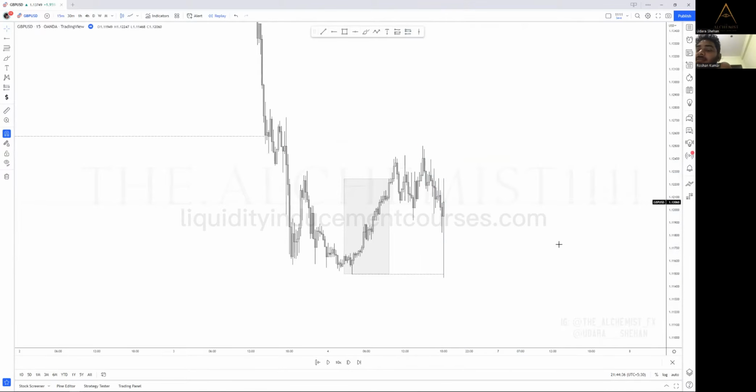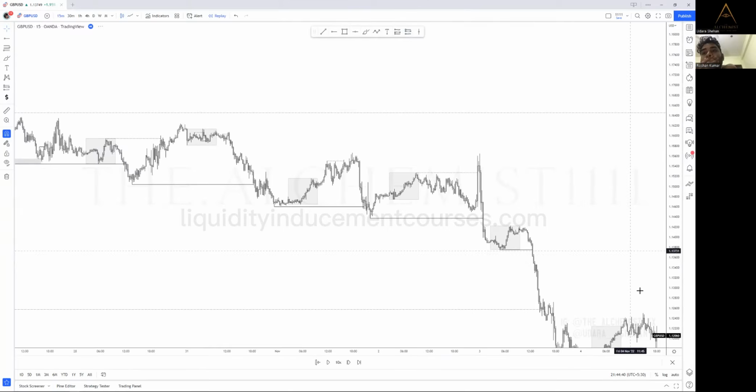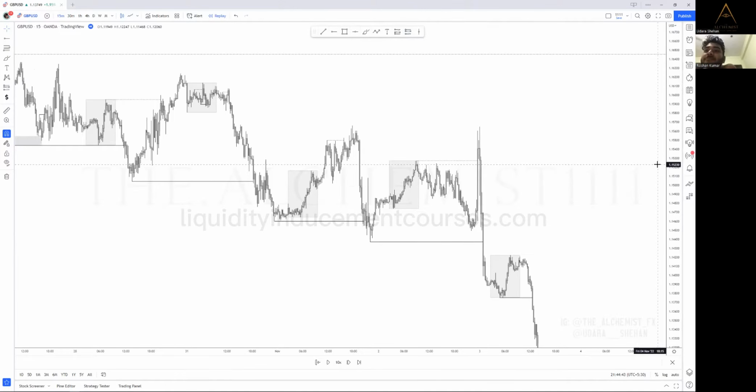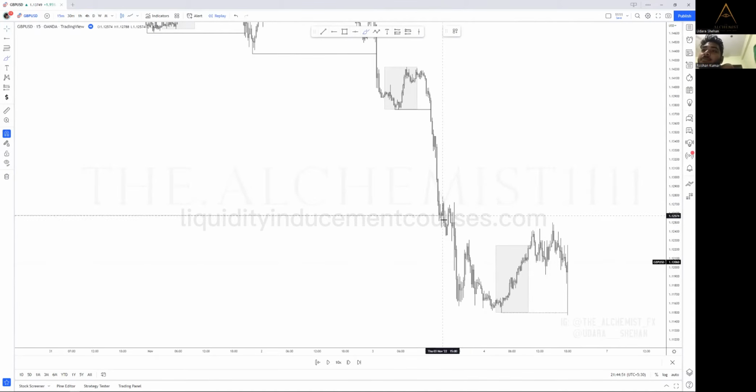A move like that. Okay, so let's see some more. This day, of course, I have no idea what happened. Let it go, because we had news coming. But at the time when news was coming, London had dropped so much. See that? We can't expect news to just suddenly run above Asia and then fall. So just stay out.